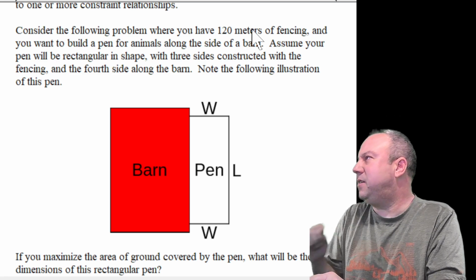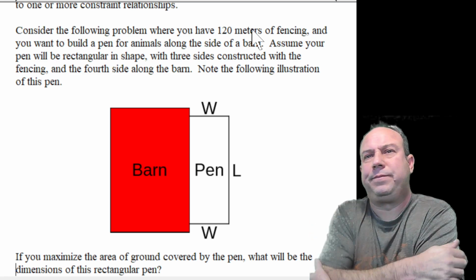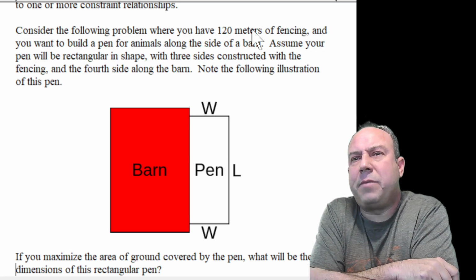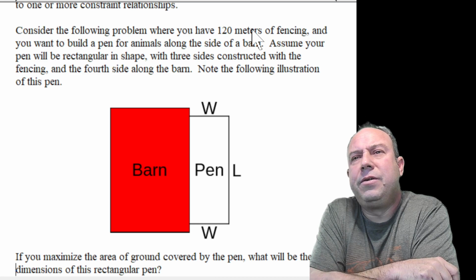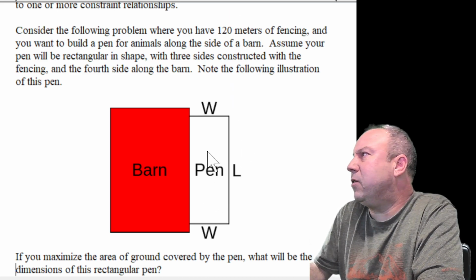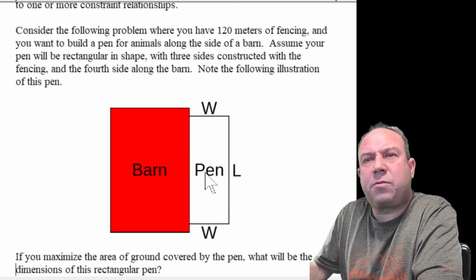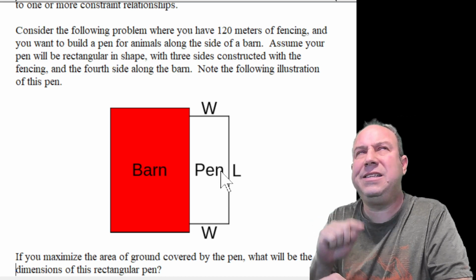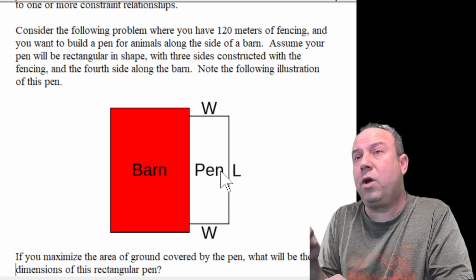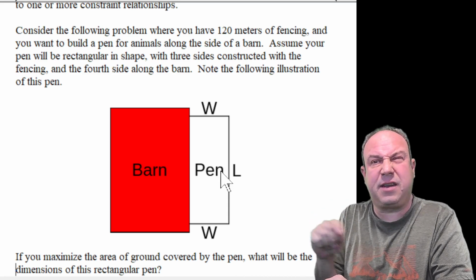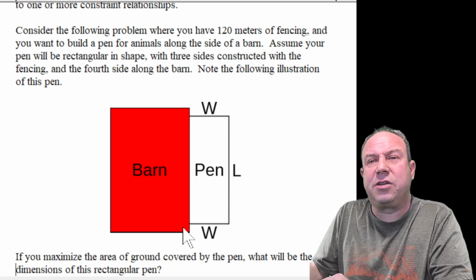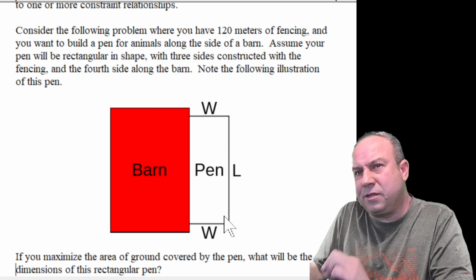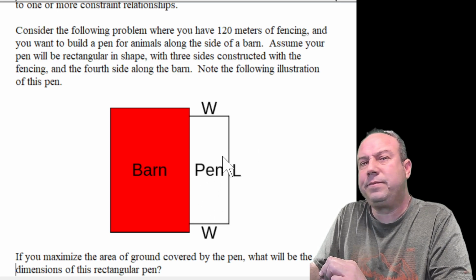Right? This is an optimization problem. Here we already have the picture to help us organize our information. But what we're considering doing here is optimizing the area of this rectangular region we call the pen. And we know the area of a rectangle is length times width. So it is just going to be the width of this pen times the length of it that is going to describe the area of the pen.